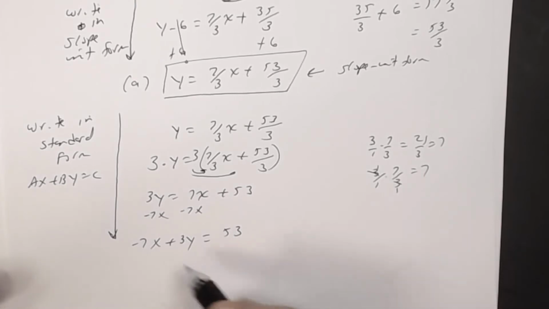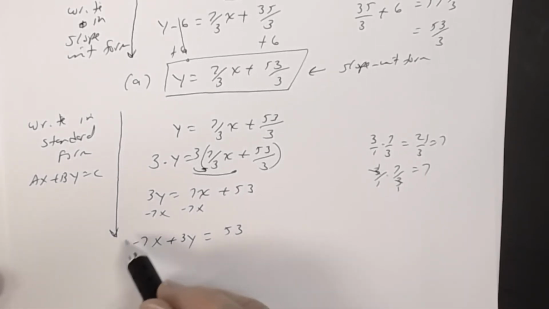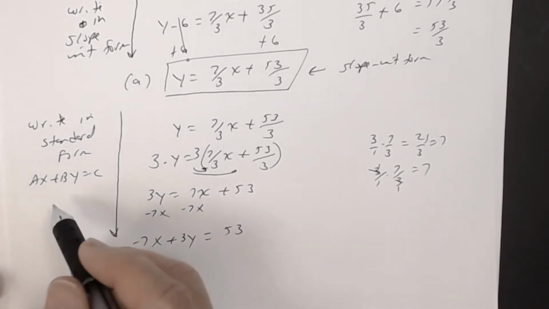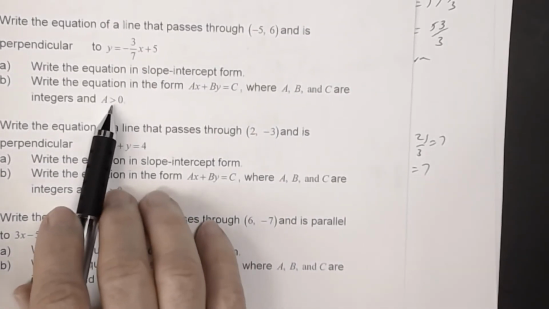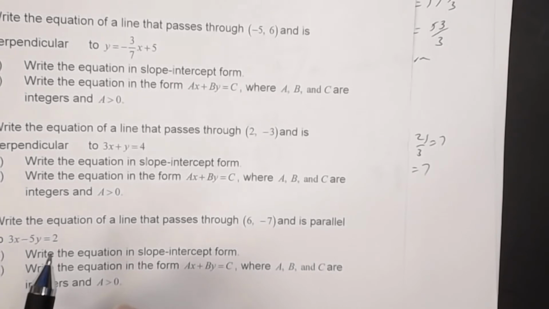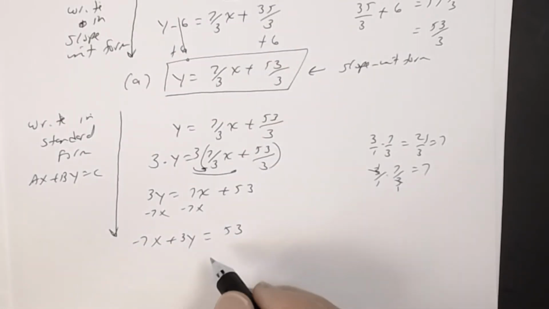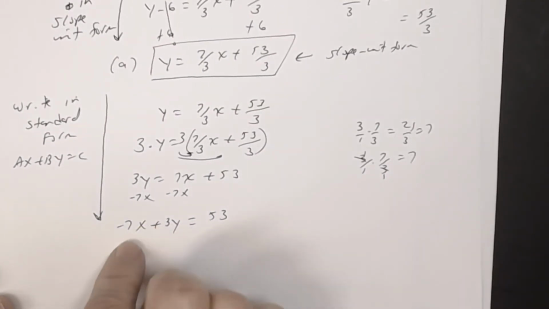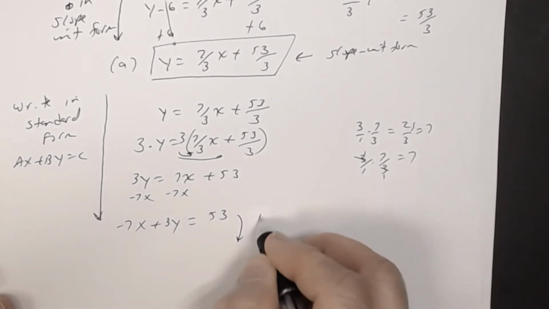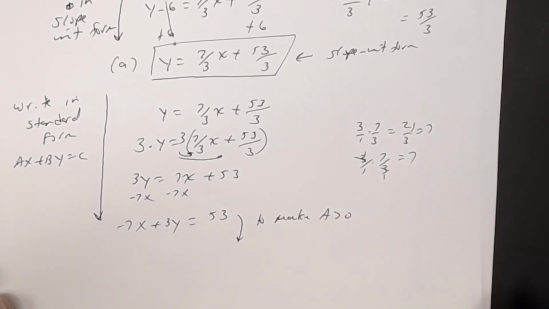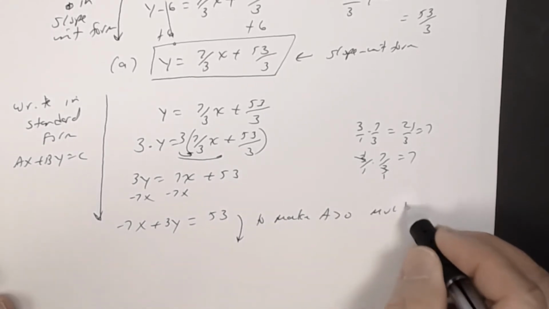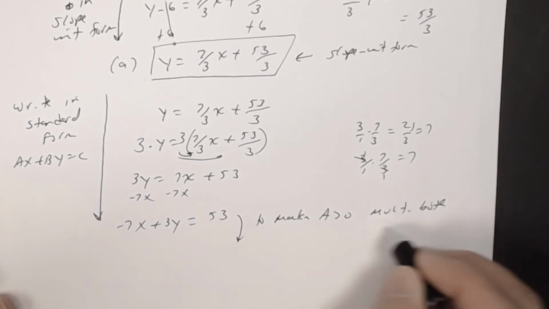And just like the previous problem, remember, I want the coefficient of x to be what kind of number? Remember, you want the coefficient of x to be positive. You want a to be positive. Greater than 0 means positive. So all I do to make this a positive 7x is multiply both sides by negative 1. So to make a positive, multiply both sides by negative 1.